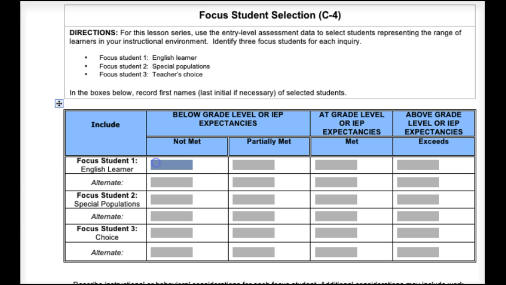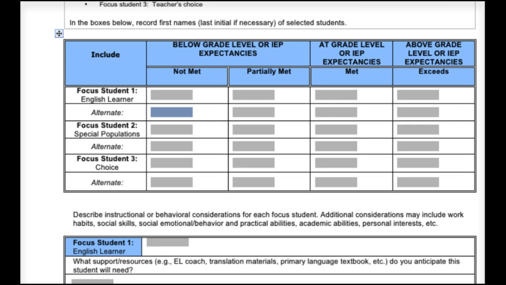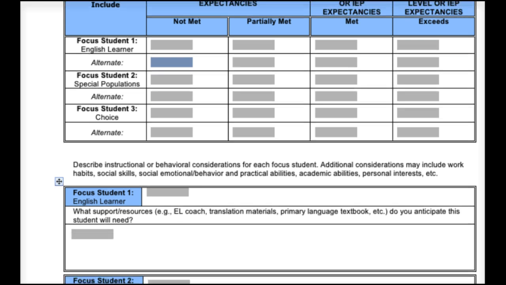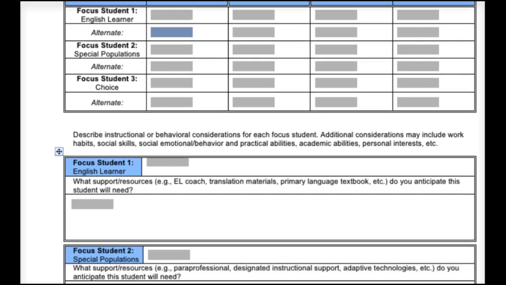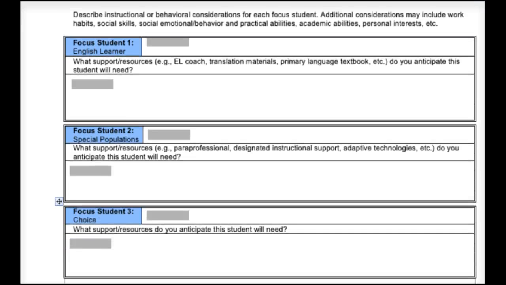So here, focus student 1, we fill in the name. We have an alternate in case a student drops out or becomes ill and is not available to us as we move forward in the inquiry. You'll see here focus student 2 and focus student 3. Remember, we're prompted numerous times to make sure that we include the specific entry-level assessment for these 3 students. We then have specific questions.